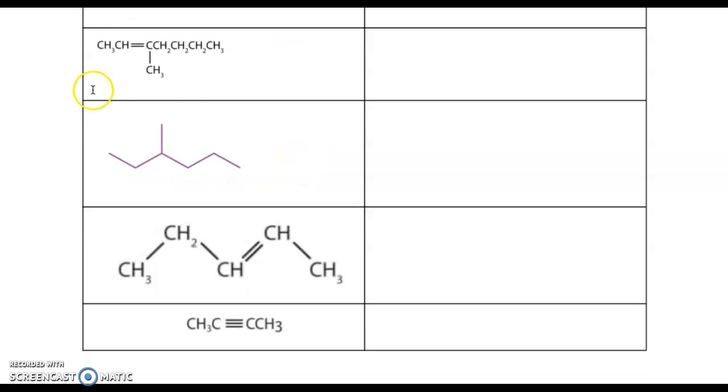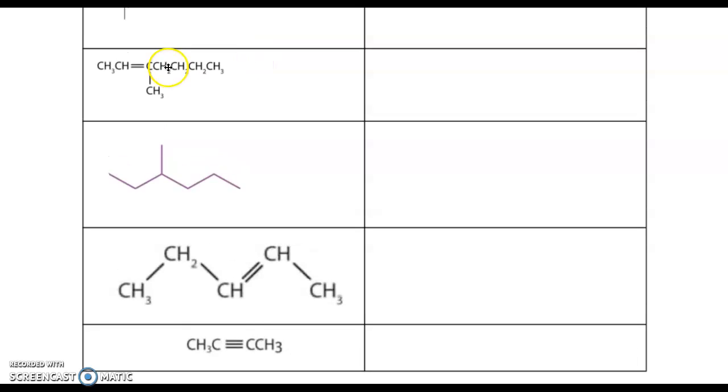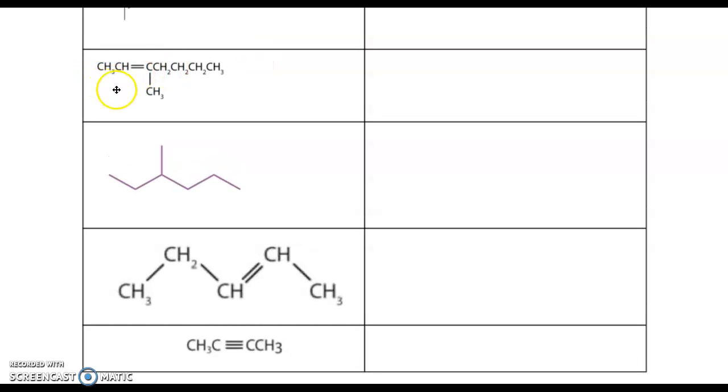Okay, let's move on to the next one. This is a little bit easier because you can see right away where we will start from. The double bond is located much closer to this end than to this end, and as we remember, a double or triple bond always has the priority. So we'll start from this side.